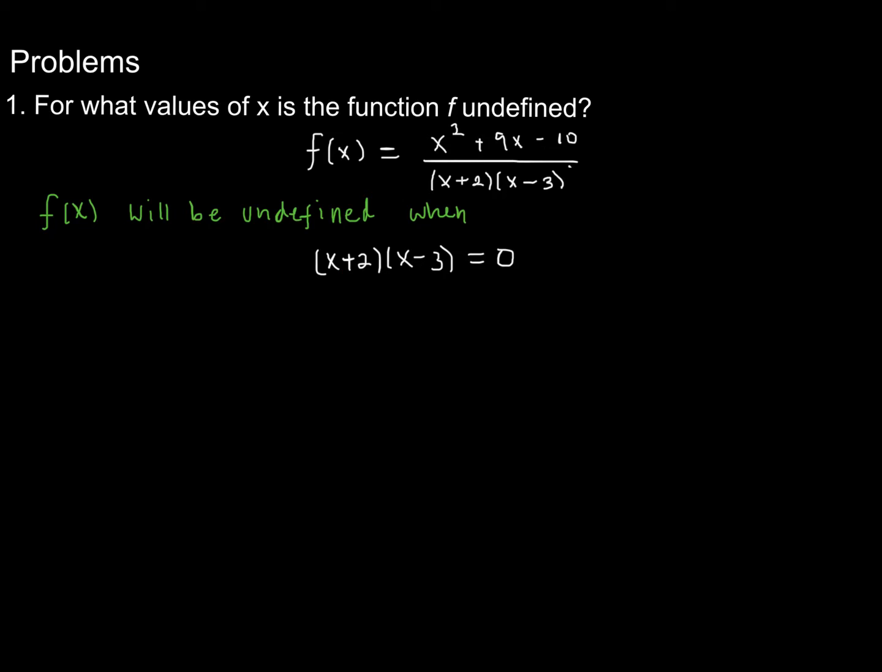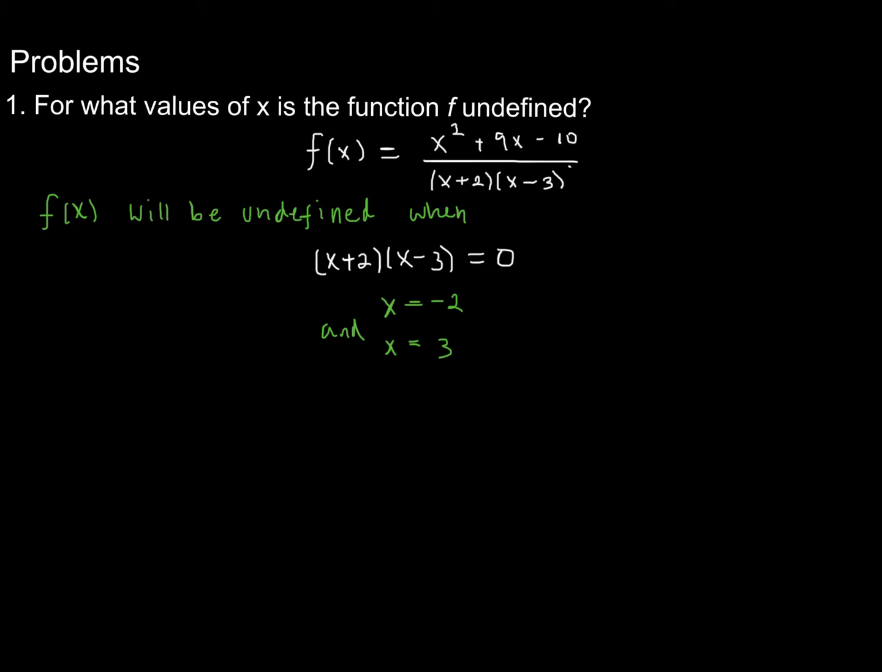quadratic here, and this makes it very easy to see what x values will make the equation true. If we have two things multiplied together to equal 0, our only options are for one of them to be equal to 0. So to make x plus 2 equal to 0, x will have to be equal to negative 2. And for x minus 3 to be equal to 0, x must be equal to positive 3. So these are the two x values where our function f of x will be undefined.